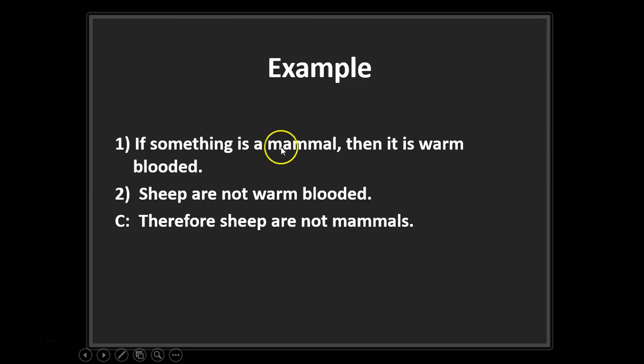That means you fact check. Is it true that if something's a mammal, it's warm-blooded? Yes, that's true. Premise 2, sheep are not warm-blooded. Is that true? Nope, that's false. That's all you need, one false premise. This argument is valid but unsound.